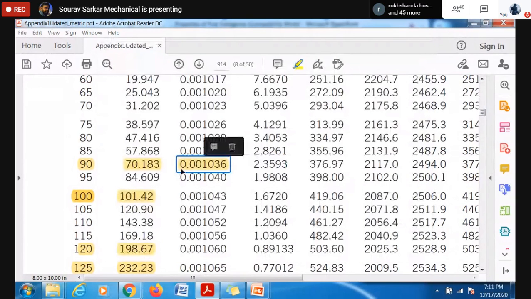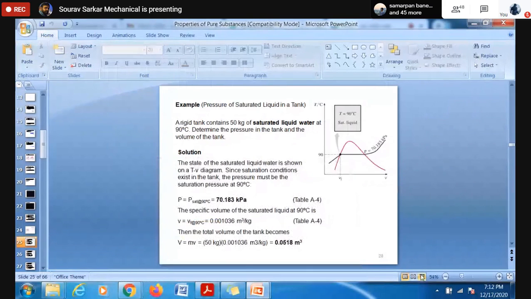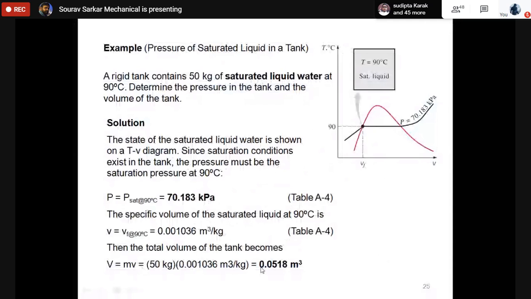Is that right? 0.001036. So if I know the volume and simply multiply it with the mass, I will get my final volume. This is the volume of the tank.